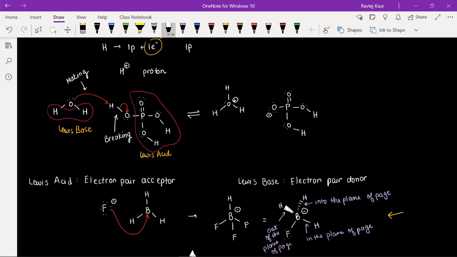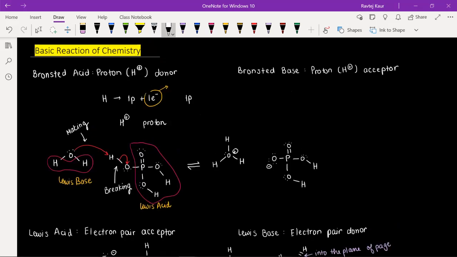So this is the basic reaction of chemistry, the acid-base reaction. And it will help you in doing other reactions which are similar to these. And there are some combinations of reactions which incorporate this as one of the steps of the mechanisms.